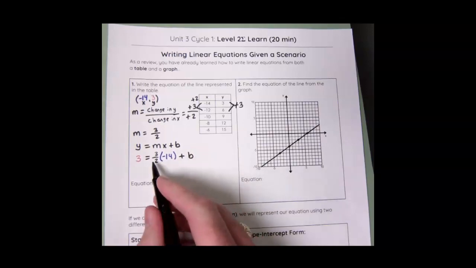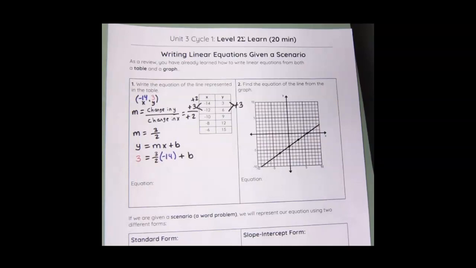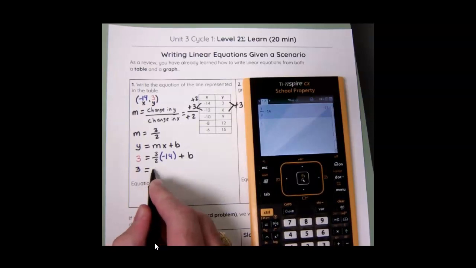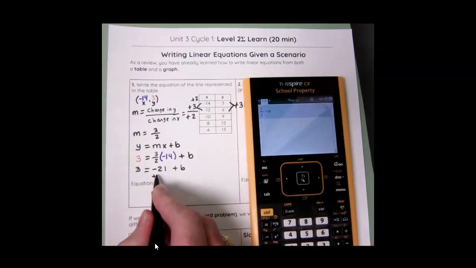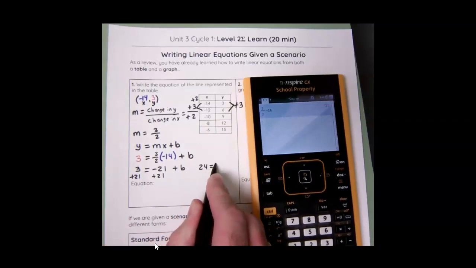The way I solve for b is I first figure out what this would be, and I can use a calculator. So I grab my calculator, and I can do 3 halves times negative 14. I can put it in the calculator, 3 over 2, in parentheses, negative 14. So I get negative 21. So I would have 3 on this side equals negative 21 plus b. And then to solve for b, I could add 21 on both sides. So I would get 24 equals b.